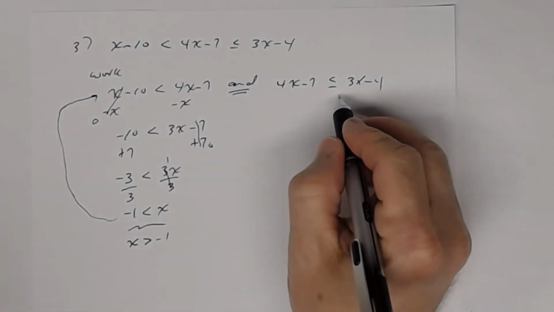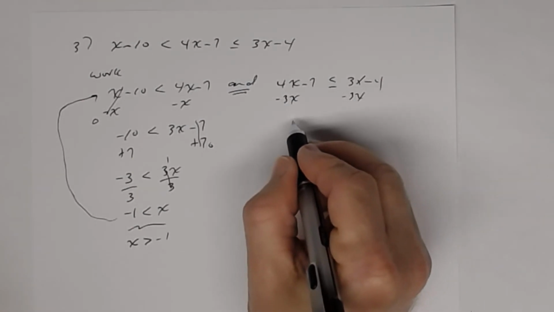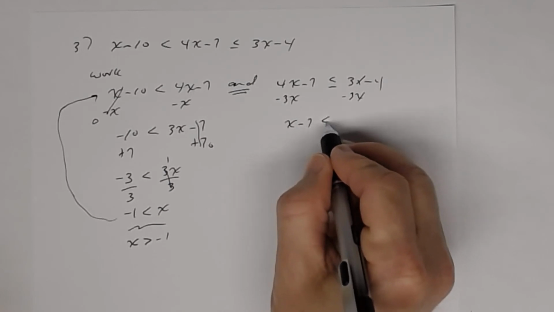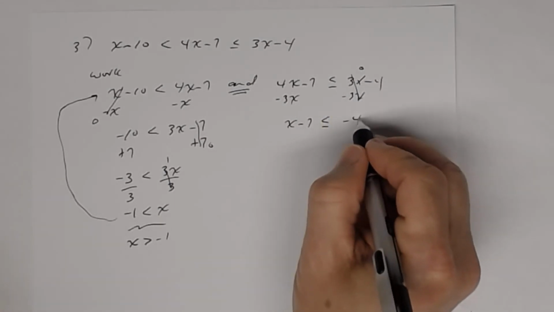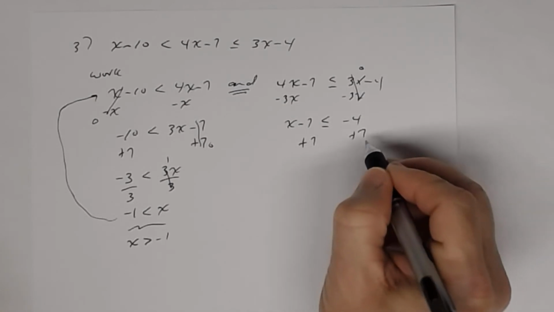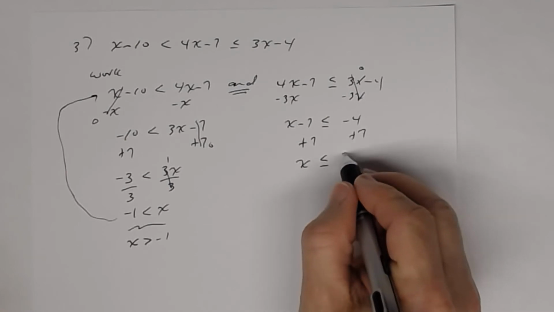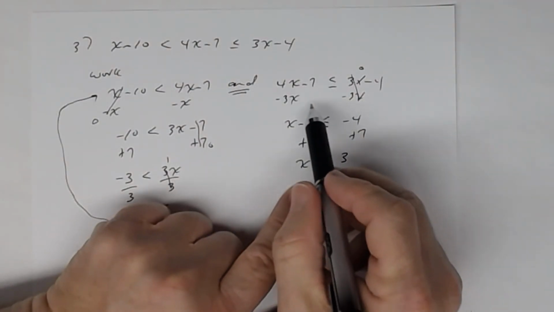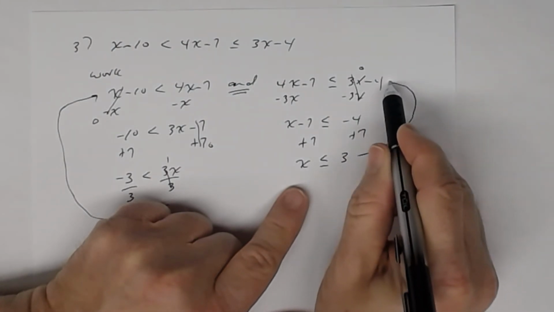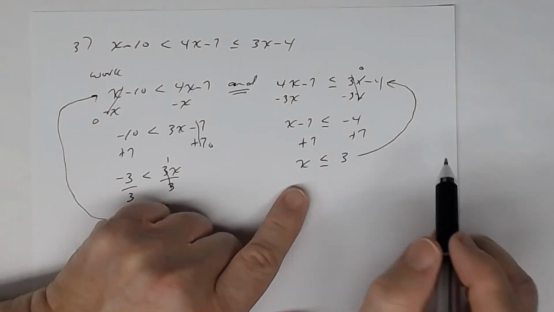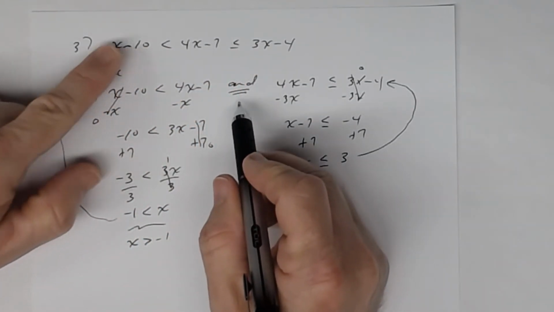All right, let's do this one. So for this one, I'm going to subtract 3x from both sides. So 4x minus 3x is x, minus 7 is less than or equal to, and then that's 0 here, so you're left with negative 4. Adding 7 to both sides, I get x is less than or equal to negative 4 plus 7, which is 3. So the solutions to this simple inequality would be any real number that's less than or equal to 3. But you're trying to find a solution to this compound inequality, so that's where this and statement comes in.